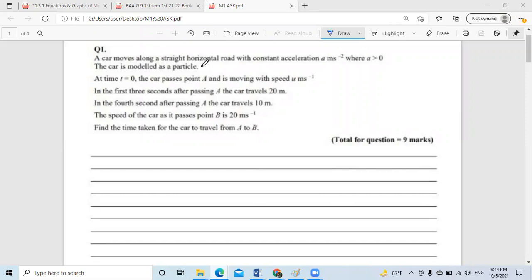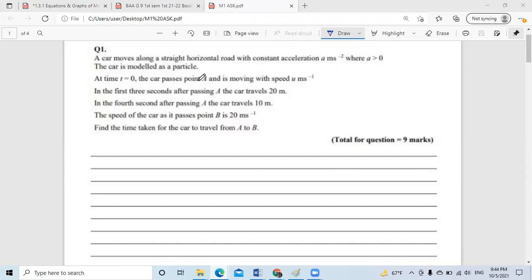Today we are going to answer several questions about kinematic equations, chapter 2 and M1, Edexcel or Cambridge. In this question, a car is moving along a straight road with a constant acceleration a. So the whole motion has constant acceleration, and they give us its unknown a. This car is modeled as a particle, where a is greater than 0. That means there is a positive acceleration, not deceleration.